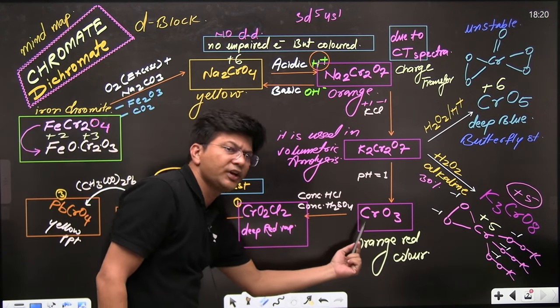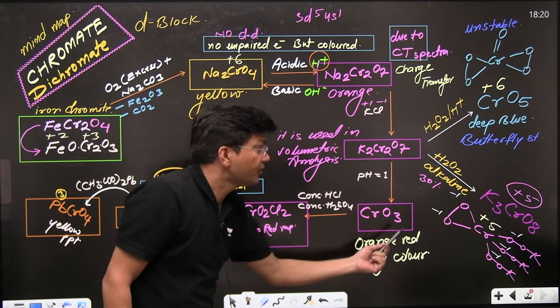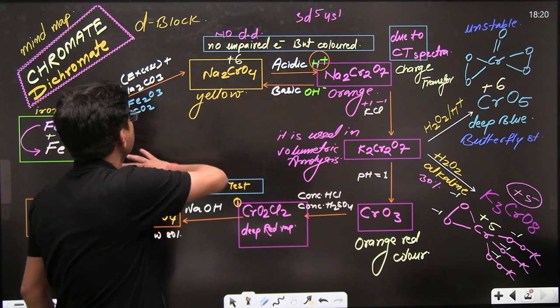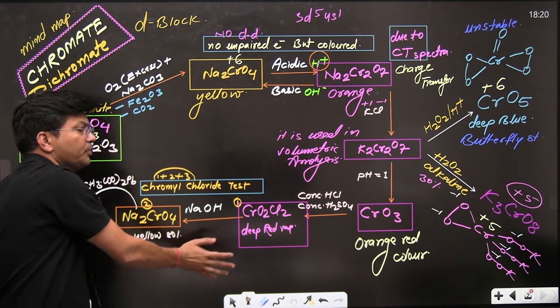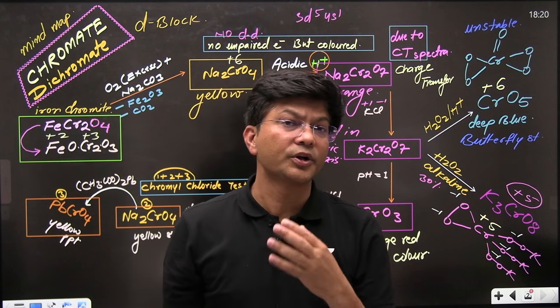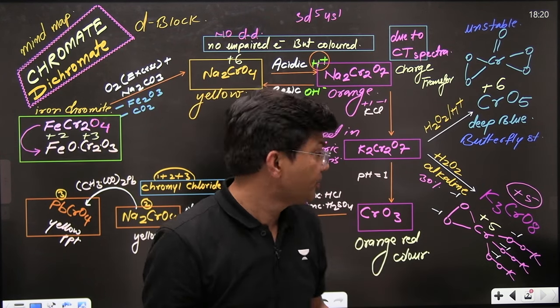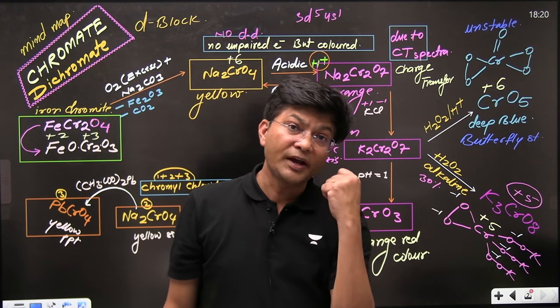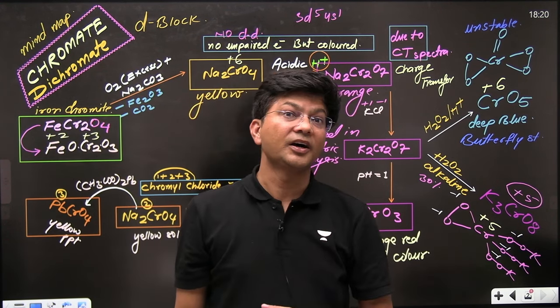The CrO3 is missing in your NCERT. Rest of each and everything is given in your NCERT. I have drawn this memory chart totally from your NCERT, whatever the reactions they are given in your NCERT. But this CrO3 I have taken from JEE, because 5 to 6 times it has been asked in your exam.